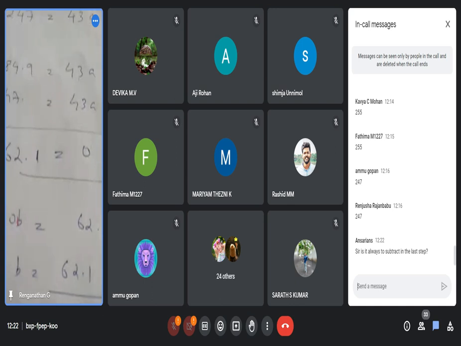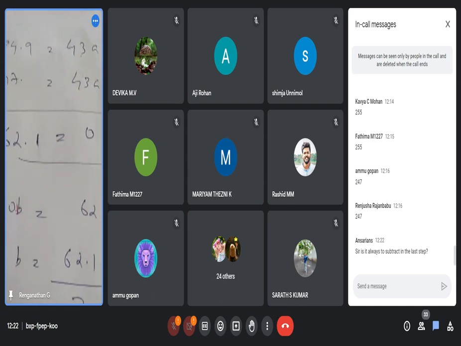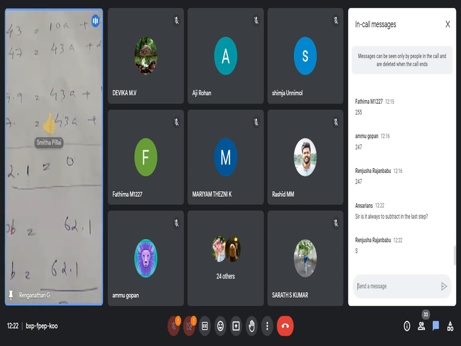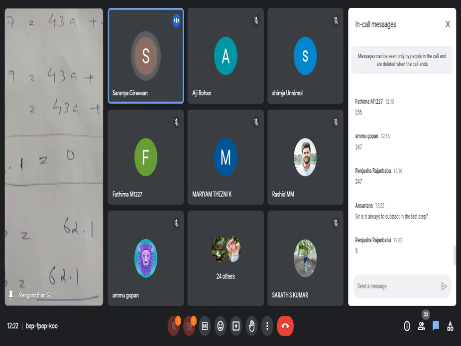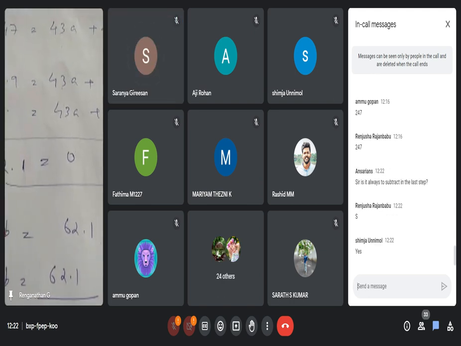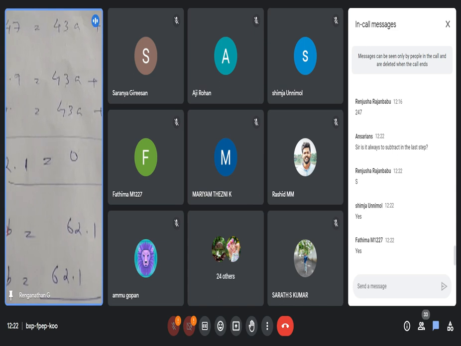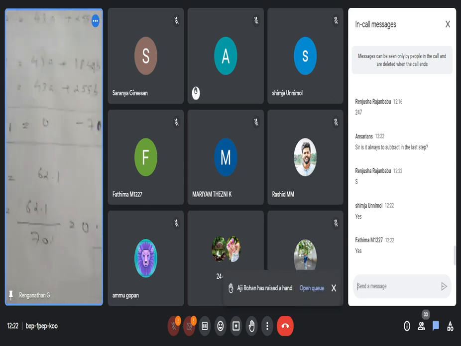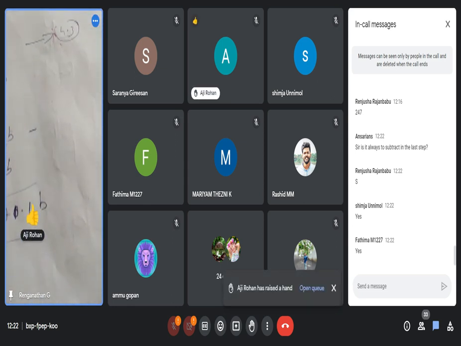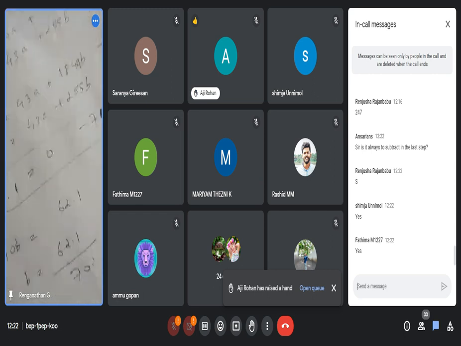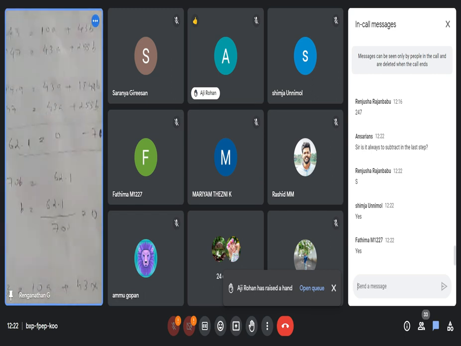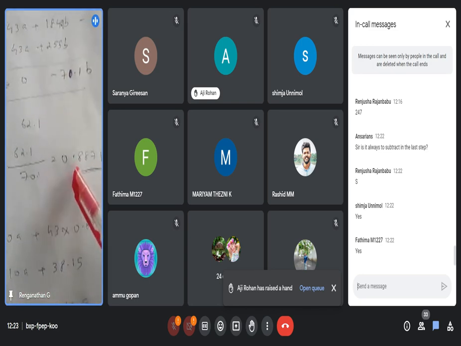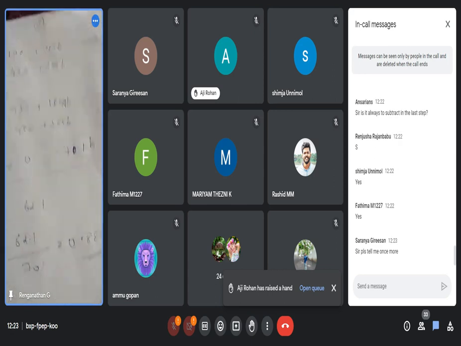If it is clear, say yes. And if it is required to explain once more, tell me. Okay, Smita. Okay, Ranjita. Shimja, Fatima. Okay, Aji, Rohan. You wrote up to this? Everybody? We got the value of B as 0.8871.